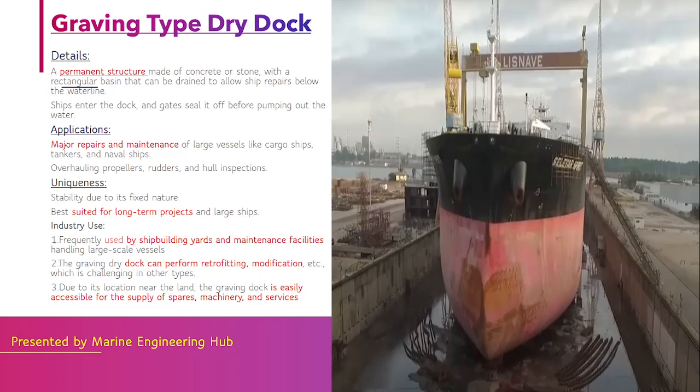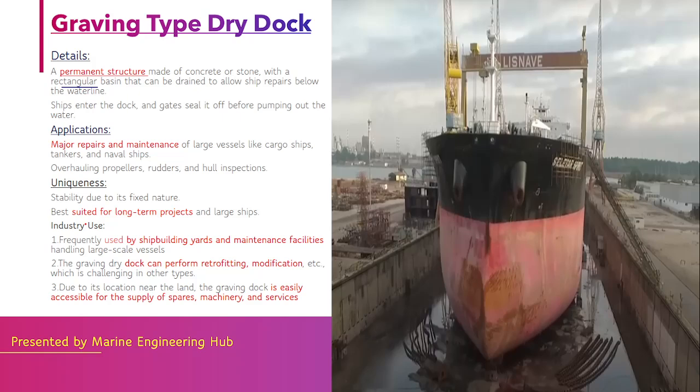Okay. So the uniqueness of this type of dock is that it is stable. Why is it stable? Stable in the sense that it is made permanently on the shore, on the bank of a river or a sea. It means the structure is permanent, so it will not be affected by the weather, and when the gate is closed no water will ingress. Hence once a ship is docked it will be stable.